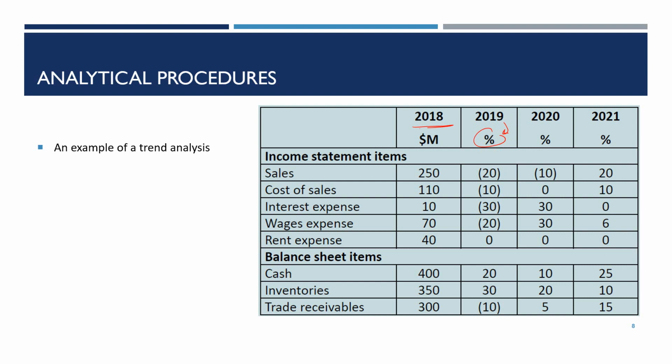As I said, for example, sales in 2019 were 20% lower than sales in 2018. In 2020, sales were only 10% lower than the 2018 figure. And in 2021, sales grew to 20% higher than the 2018 amount.